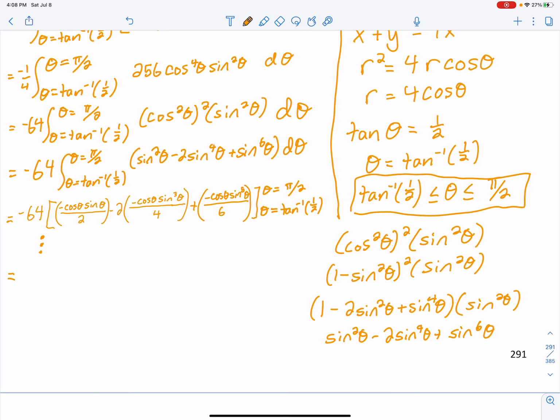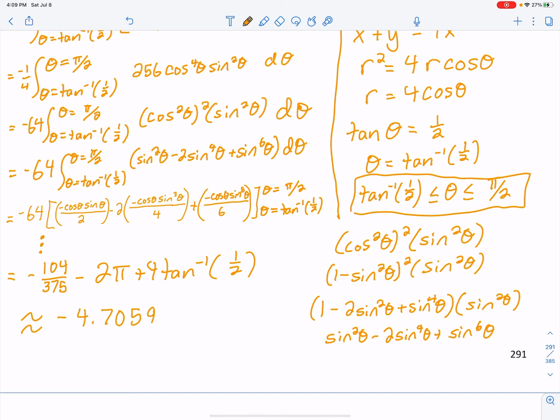So let me make sure this one is set up correctly this time. Now it is. It's just going to change to negatives. That's all that's going to happen. So if you haven't erased, just change everything to a negative. That makes sense. Our bounds were just upside down. That's all it was. All right. So that same thing we just wrote down, and then this is approximately negative 4.7059.